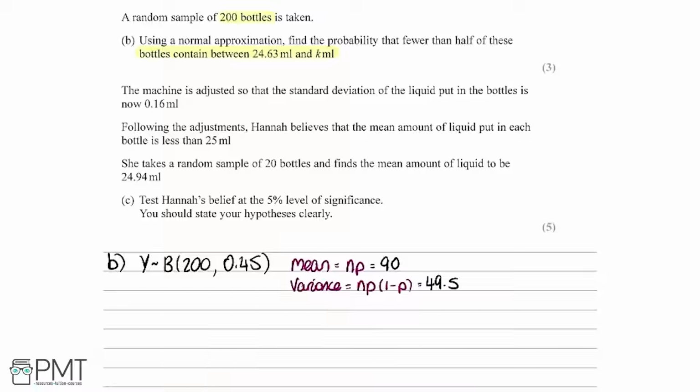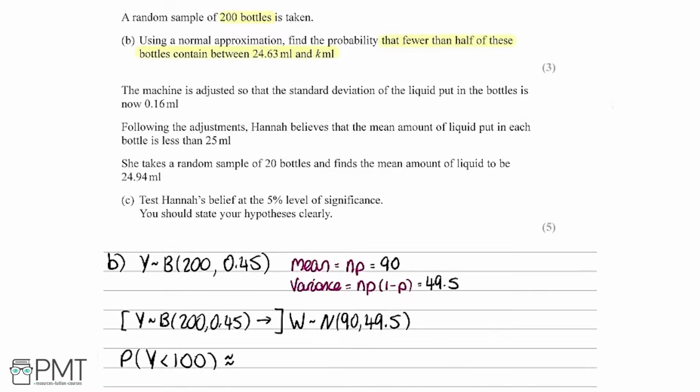So we can then use this to write a normal approximation to the binomial distribution. So we say Y, which is distributed binomially here, is approximately distributed, we're going to call it W, with a normal distribution, and we're going to put the mean and variance in here. So that's 90 and 49.5. And look back up at the question, so it's a random sample of 200 bottles, and we want to find the probability that fewer than half of these bottles contain between 24.63 millilitres and K millilitres. So fewer than half will be less than 100 because it's a sample of 200 bottles. So probability, I'm working with Y, we've got Y is going to be less than 100.